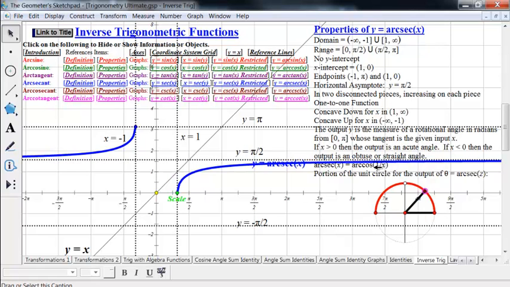Okay? And if you want to do it in your calculator, you may have to do arc cosine of 1 over x. Now, if you have a TI Inspire, for example, it does have an inverse secant function built in.